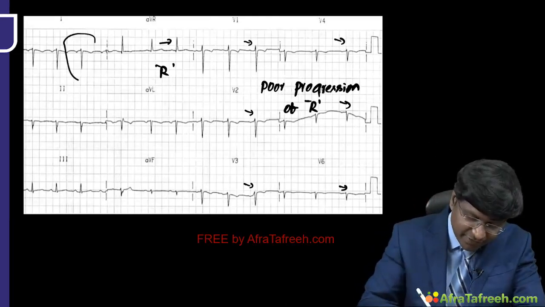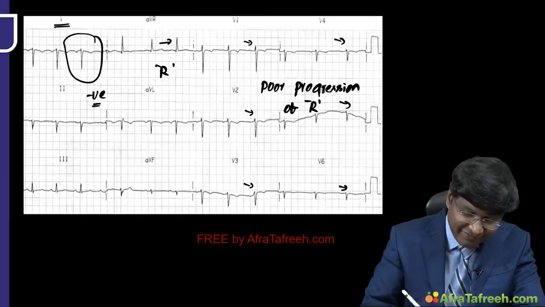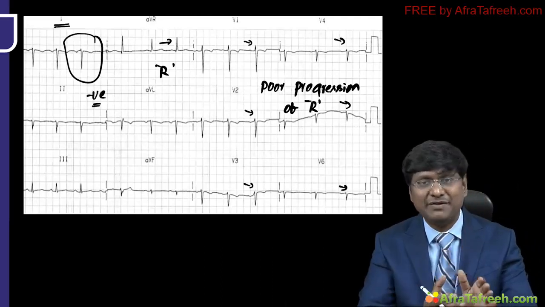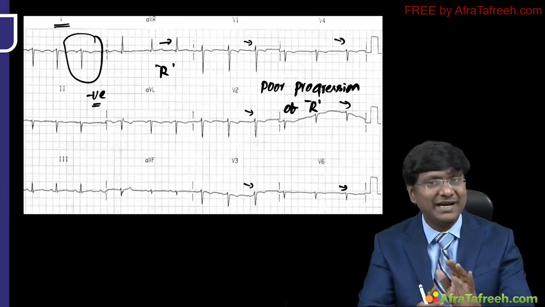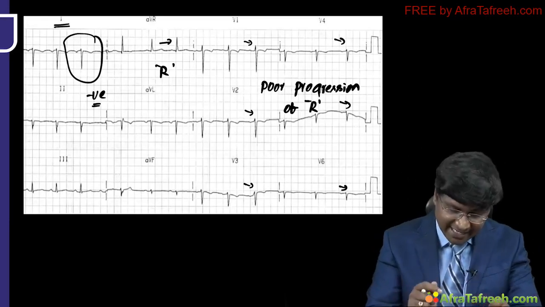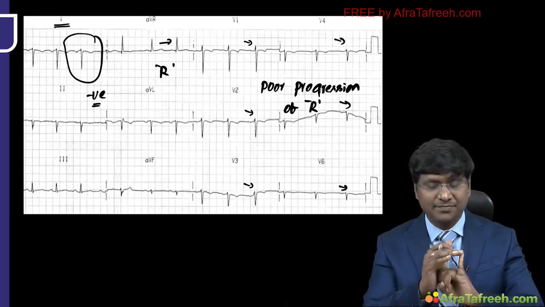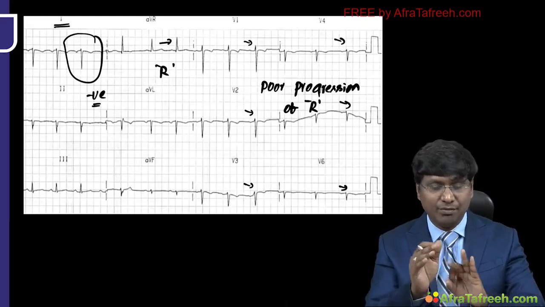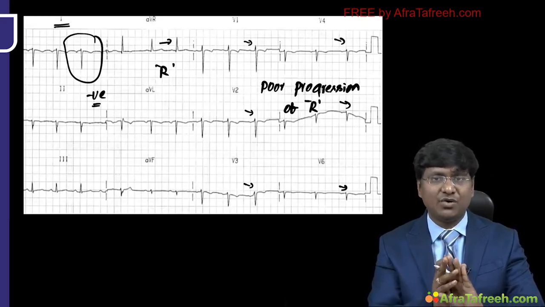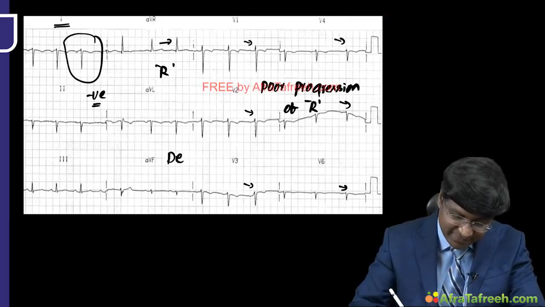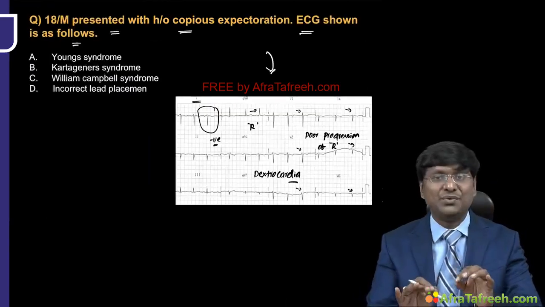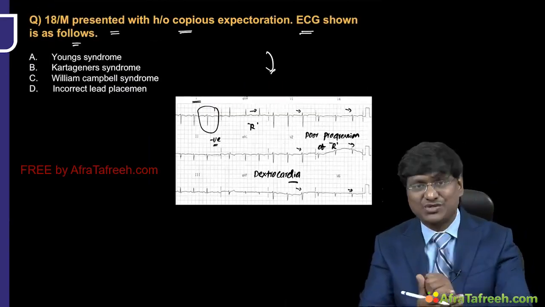And one more point, if you observe here very carefully, lead 1 has global negativity. So the P wave is negative, the QRS complex is negative, and the T wave is also negative. And where do you come across these changes? Global negativity in lead 1, dominant R wave in AVR, poor progression of the R wave in precordial leads. You come across these changes in patients with dextrocardia. Now, you need to know which among the options given to you is the one having dextrocardia.